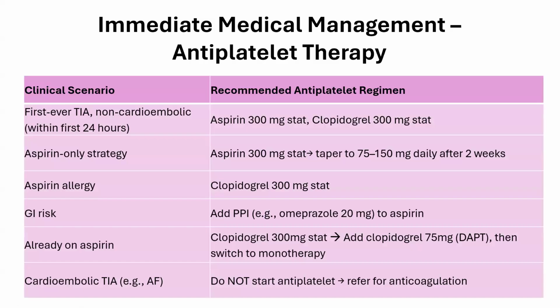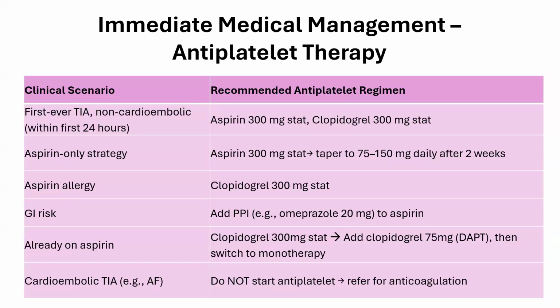So going back, if a patient presents with the first ever TIA and is not on any aspirin or clopidogrel, we give aspirin 300 milligrams stat and clopidogrel 300 milligrams stat, and then continue aspirin 75 milligrams and clopidogrel 75 milligrams for the next 21 days, and then continue clopidogrel 75 milligrams indefinitely, for life. In the aspirin only strategy, similarly, aspirin 300 milligrams stat will be given. Then after 2 weeks, you taper it to 75, and then continue aspirin 75 milligrams indefinitely.